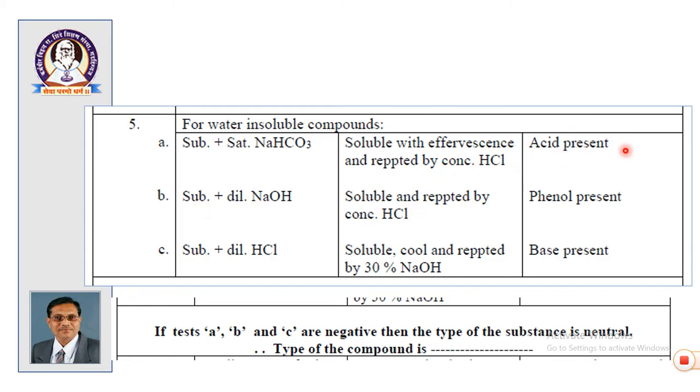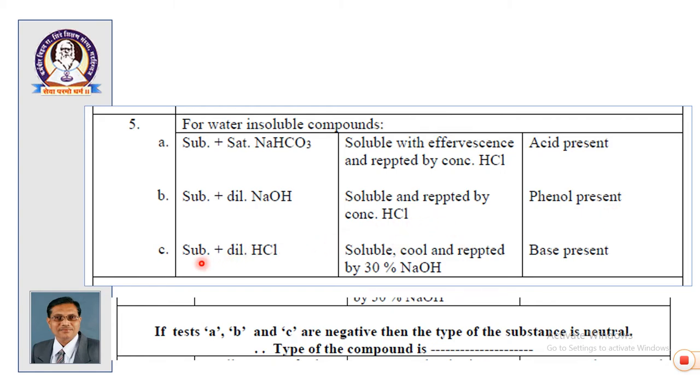When acid is absent, then you try for phenol. What is the test for phenol? Substance plus dilute sodium hydroxide. Here it is only solubility, no effervescence, because it is not bicarbonate, it is sodium hydroxide. So, it is soluble, and after solubility if it is reprecipitated by concentrated HCl, then phenol is present. Reprecipitation means regeneration of the same compound.